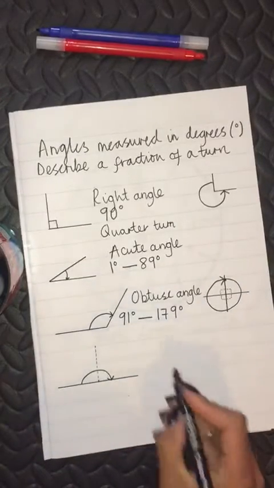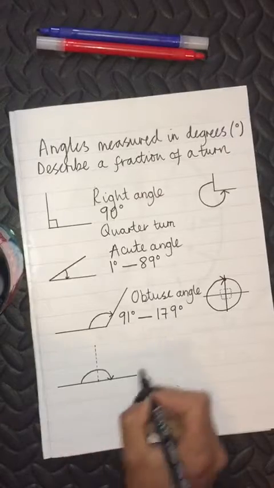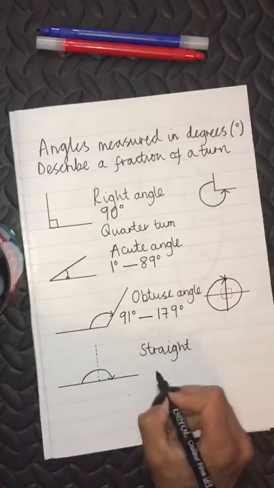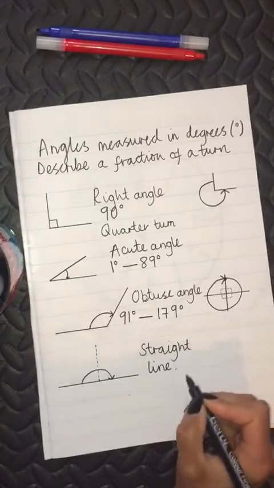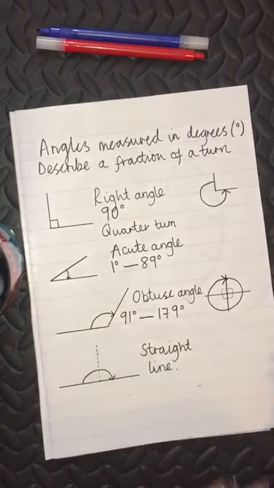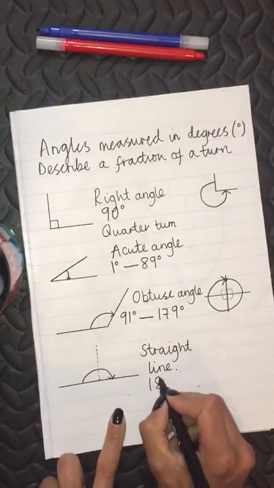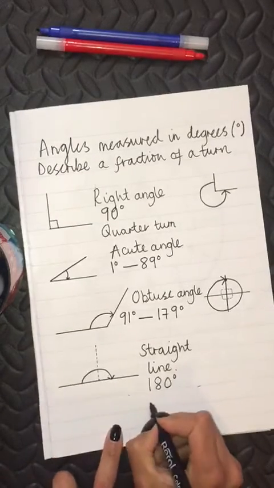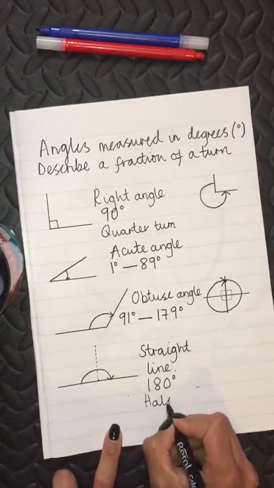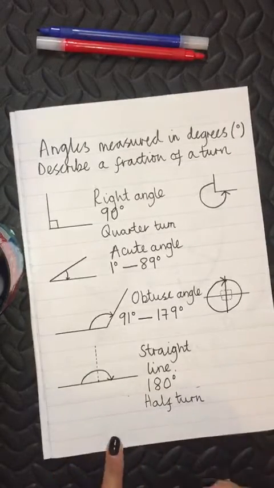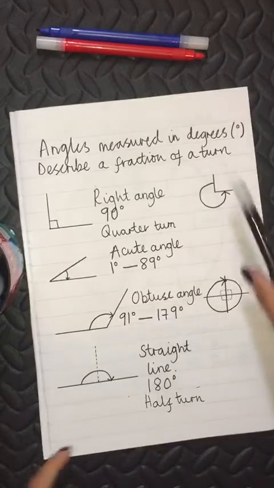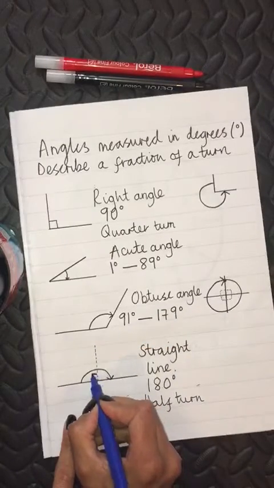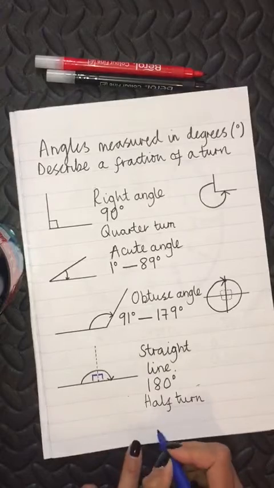Here we have a straight line, and this measures 180 degrees. It can also be described as a half turn. And if you look really closely, if you see this dotted line here, it's actually made up of 2 right angles.